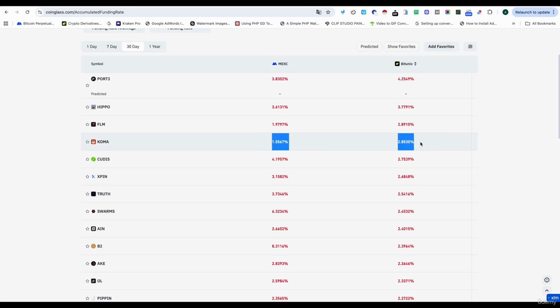Now let's look at another coin, Como. Here, the numbers look a bit better. Bitunix shows around 2.8%, while MEXC is around negative 1.57%. That gives us a net funding rate of roughly 1.2% over 30 days. This is better, but let's keep searching to see if we can find something even stronger.